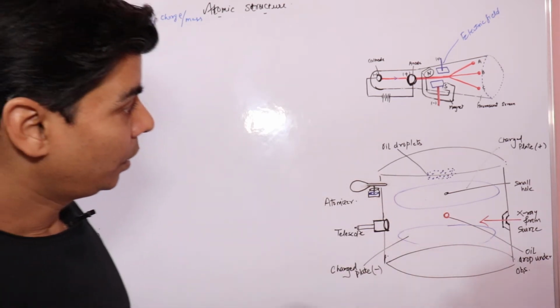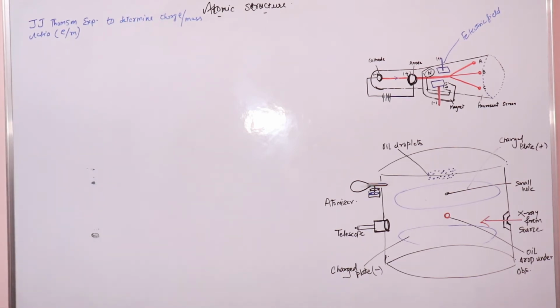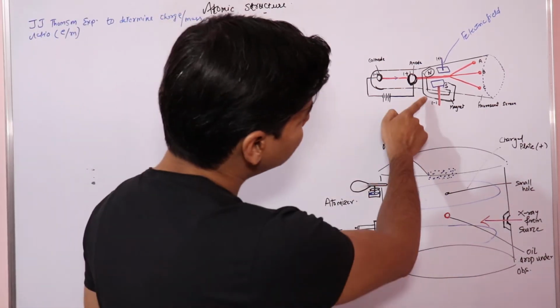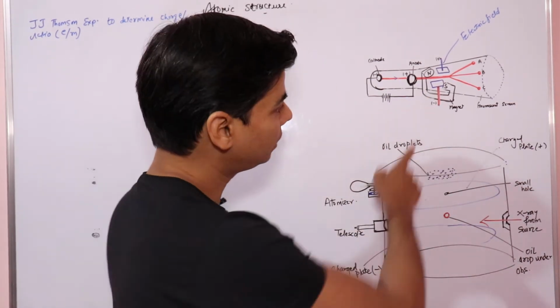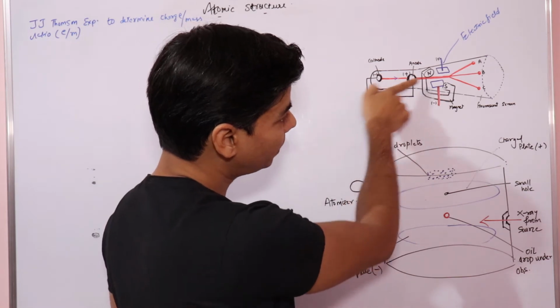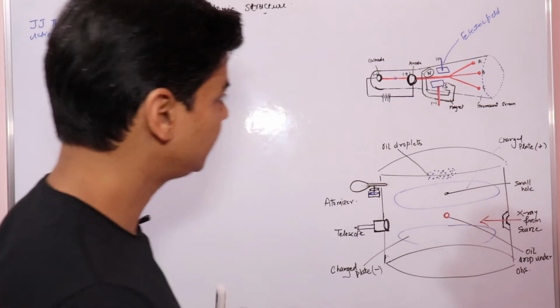Now we will consider three cases: when only the electric field is applied, when only the magnetic field is applied, and when no field is applied, right? And one more thing, in this arrangement the electric and magnetic fields are perpendicular to one another, and they are also perpendicular to the beam of electrons, the cathode rays, right?